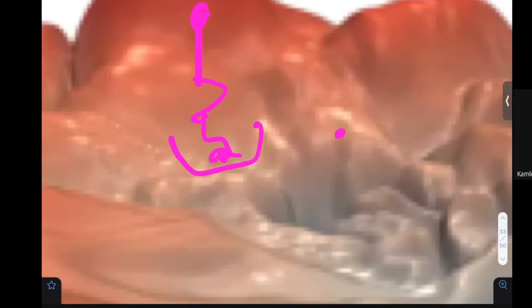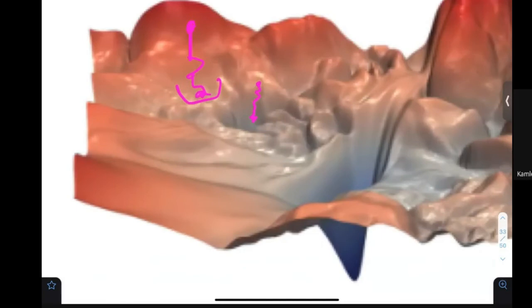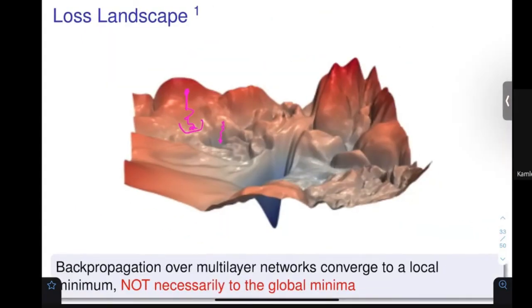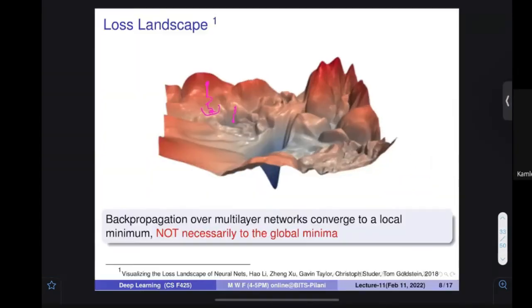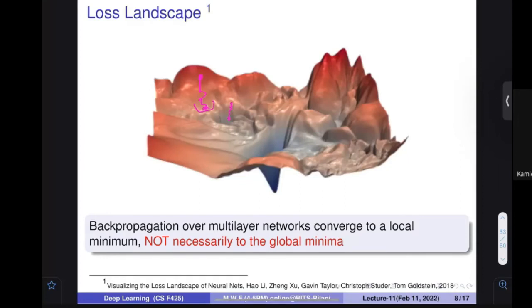If you start somewhere here, you can go down. Sorry, I don't have a very good quality picture, because this has been taken from the paper itself. Very interesting paper. If you get the time, you must read this particular paper. It is a very recent, 2018 paper, and they try to visualize this particular loss surface.